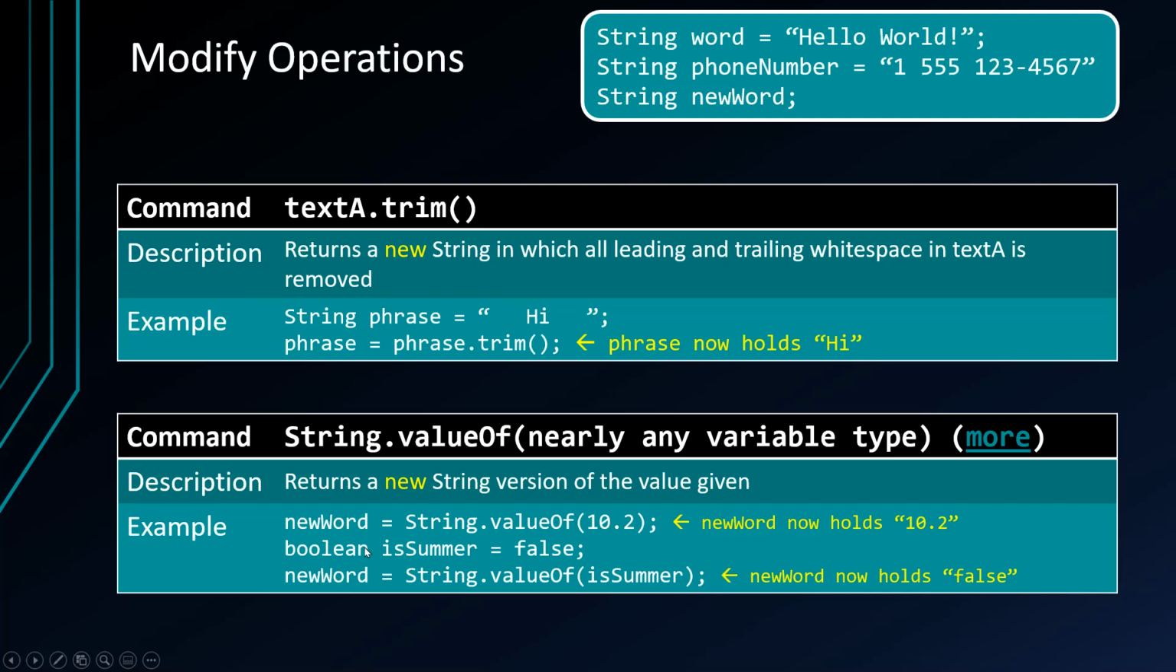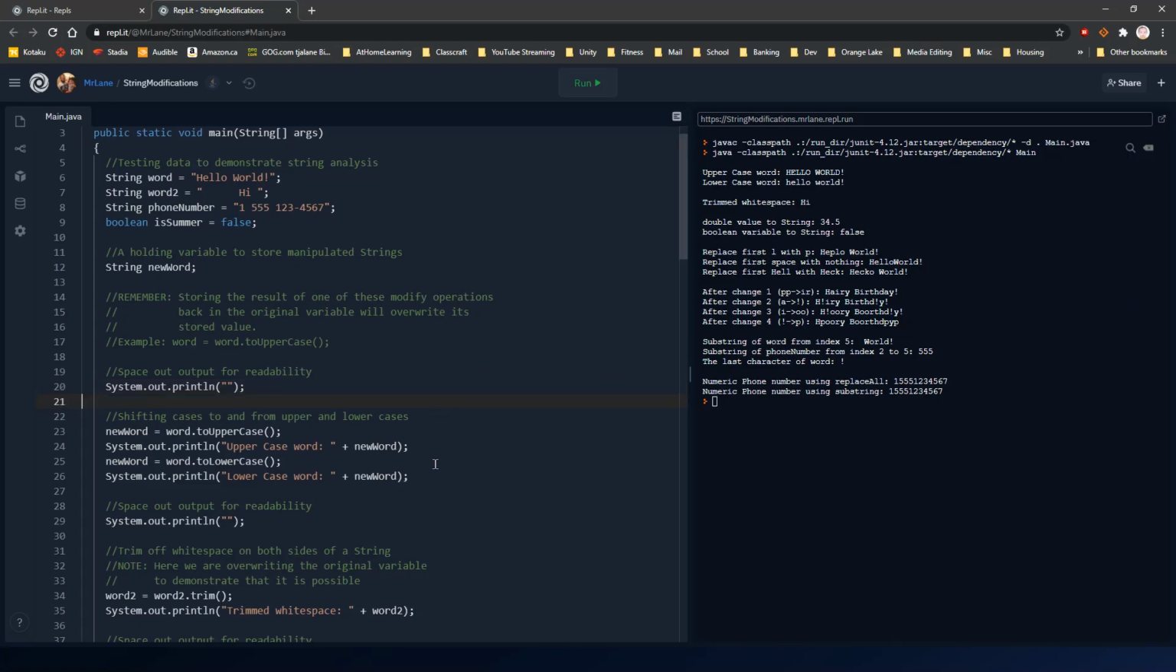Here I'm doing the same thing with a Boolean variable. Boolean isSummer, and I've assigned it the value false. So this time I'm getting the value of a variable. Here I got a literal value, here I'm actually using a variable. So it's going to retrieve the value of that variable, come back, and say, hey, give me the string value of false. Well, it does that, and it stores the word false. That's pretty cool.